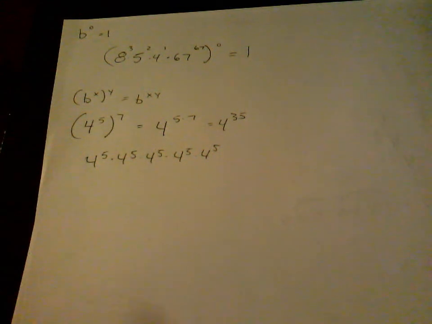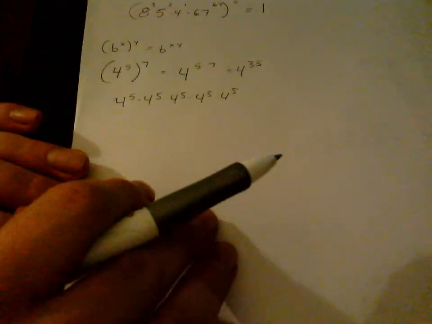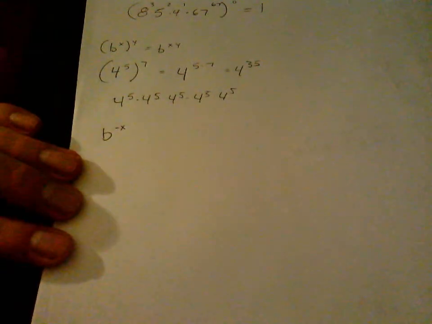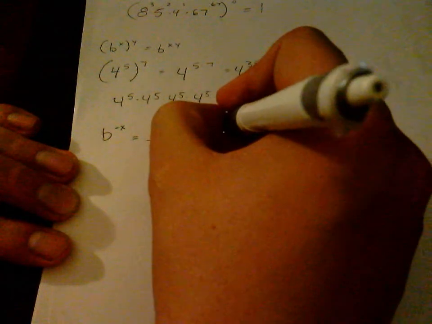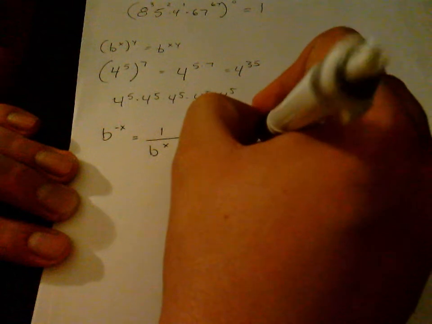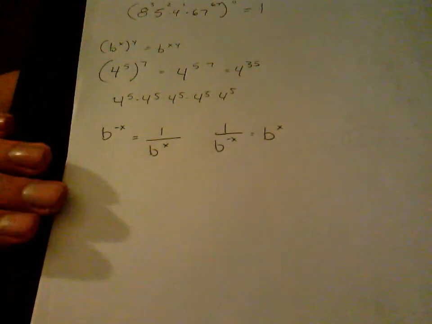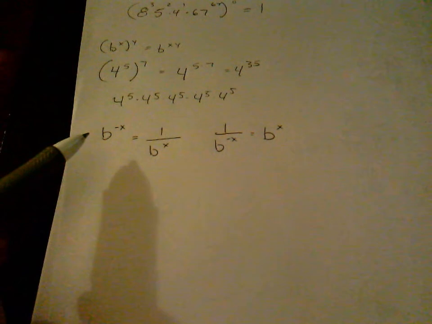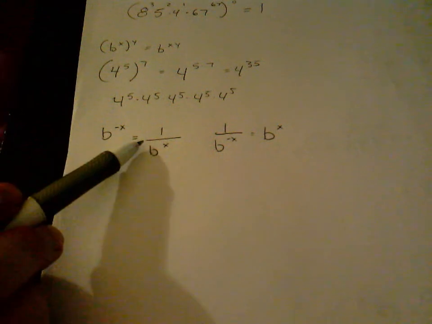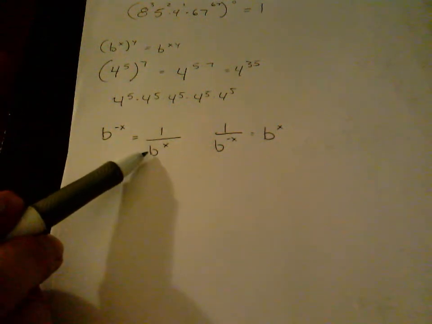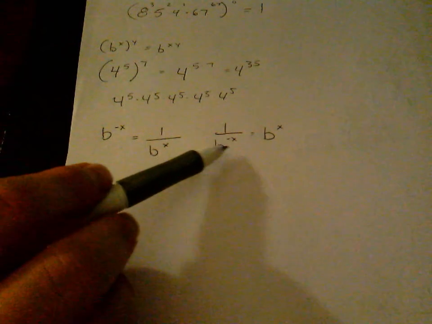And finally is b to the negative x. So if you have b to the negative x, this is what happens. If it's either on the top of a fraction or doesn't have a fraction at all, you put it on the bottom of the fraction. If it's already on the bottom, then it goes to the top. So let me give you an example.